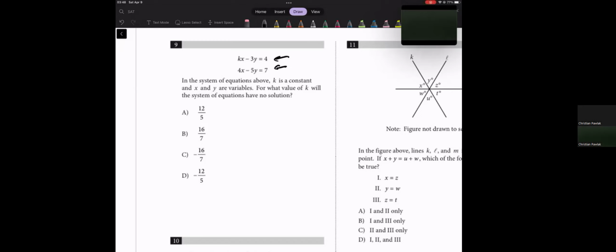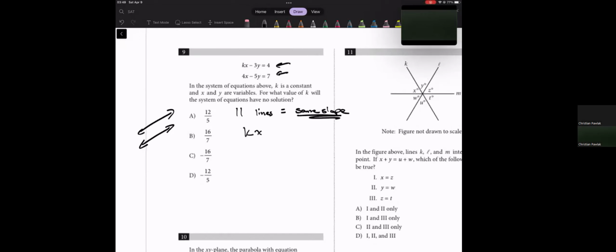Well, in order for that to happen, the two lines can never meet. And if the two lines never meet, that must mean they are parallel. And one property about parallel lines is they have to have the same slope. Okay, so what I'm going to do is solve for y, and I'm only going to care about what's in front of x because that's the slope.